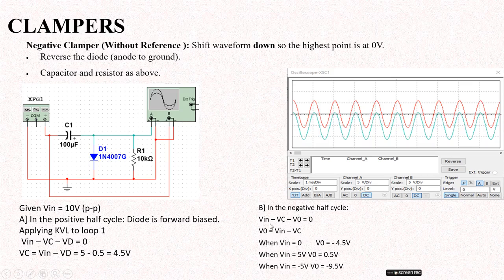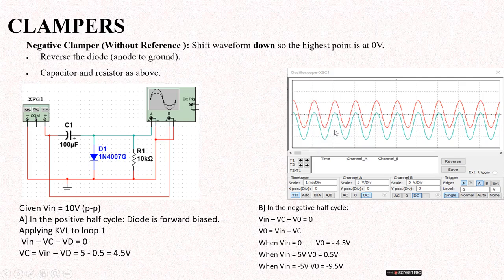Similarly, in the negative half cycle, Vin minus VC minus Vo is equal to 0, so Vo is equal to Vin minus VC, because the diode is reverse biased. When Vin is 0, Vo is equal to minus 4.5. When Vin is 5 volt, then Vo is 0.5 volt. When Vin is minus 5 volt, Vo is minus 9.5. The maximum output voltage is shifted to the negative side, to minus 9.5, for an input of plus 5 volt to minus 5 volt.